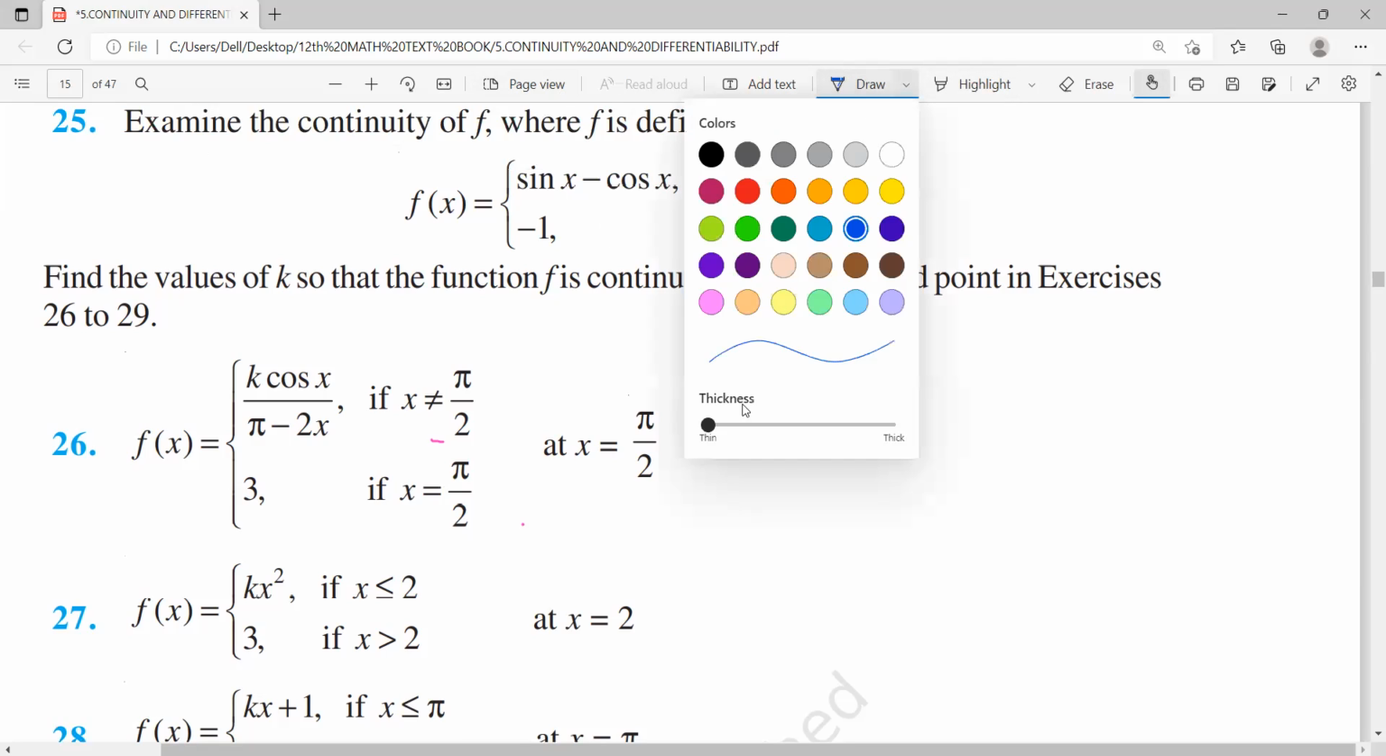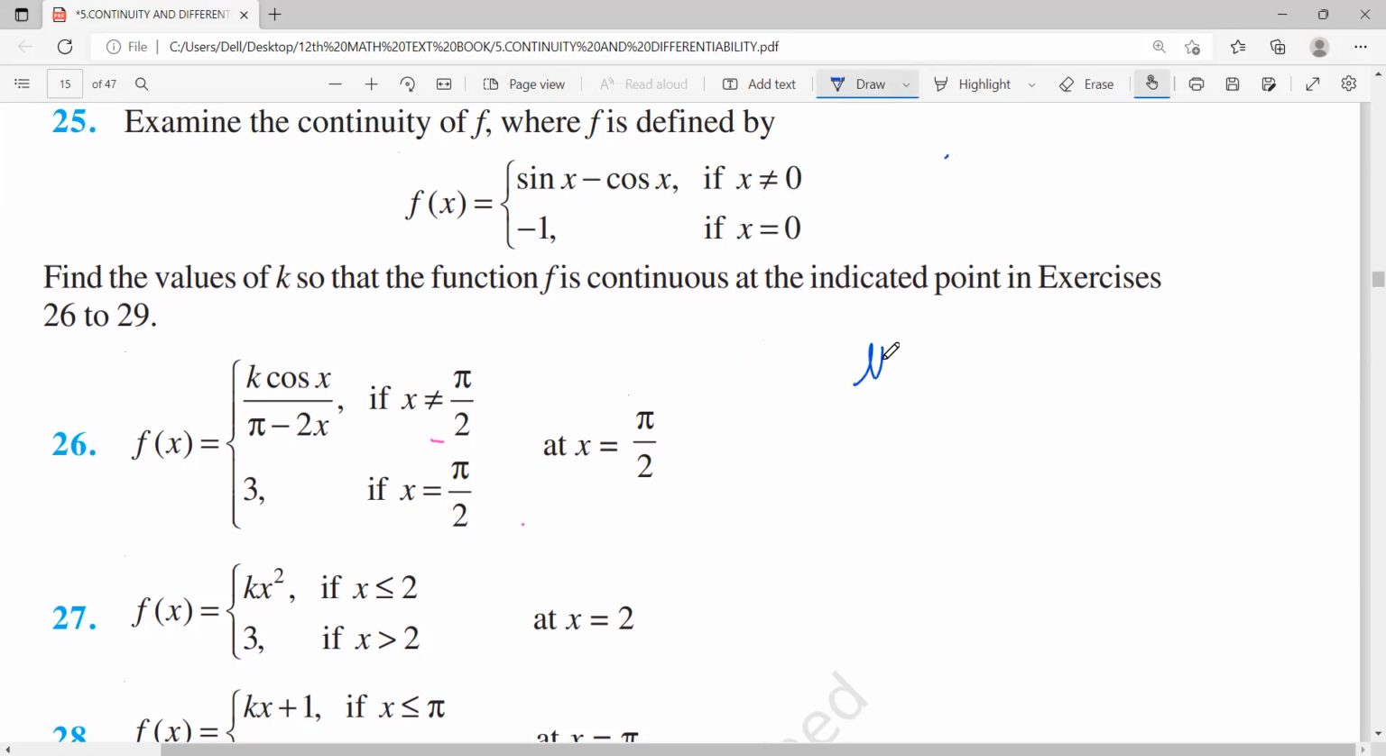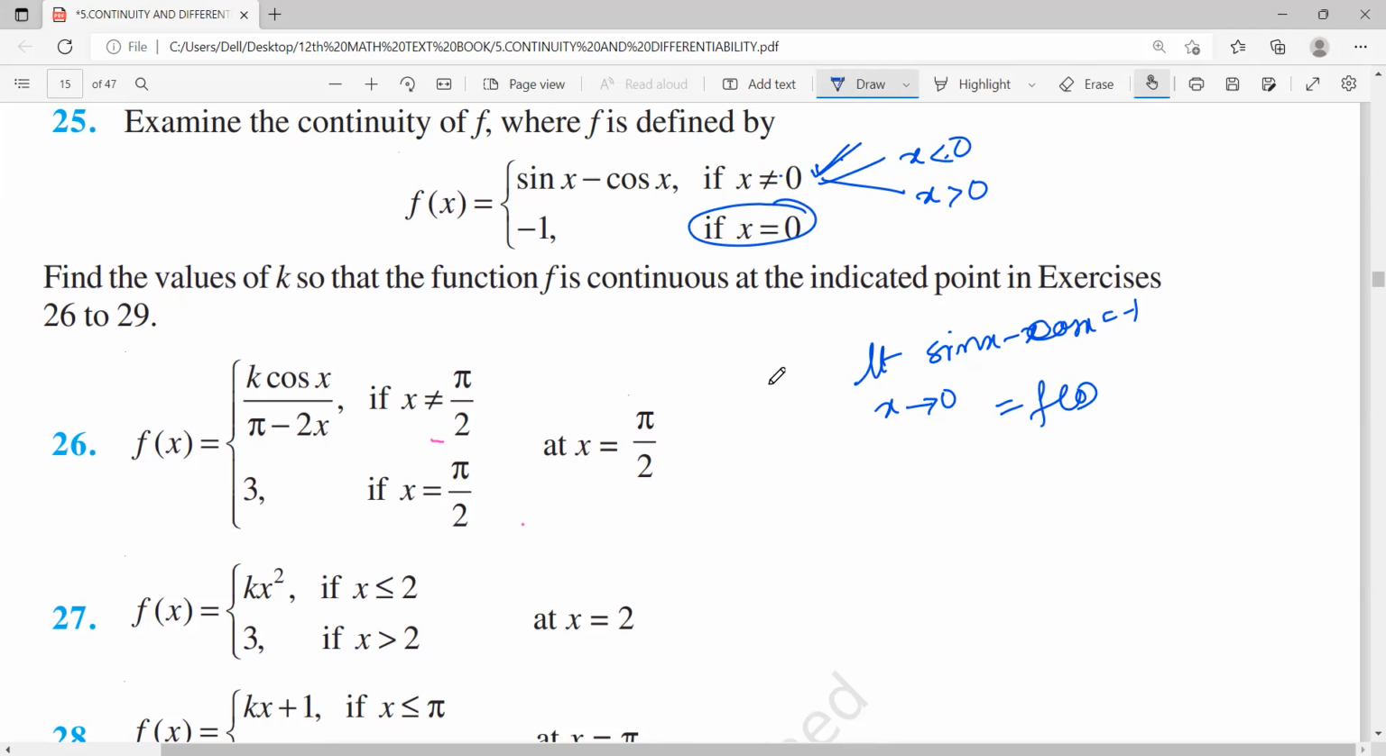Here, limit x tends to 0, where x is not equal to 0. So limit x tends to 0 of sin x minus cos x, direct substitution gives sin 0 is 0, cos 0 is 1. This is nothing but f of 0. So direct, so continuous. Now you have to find k. Do you remember how to find k?